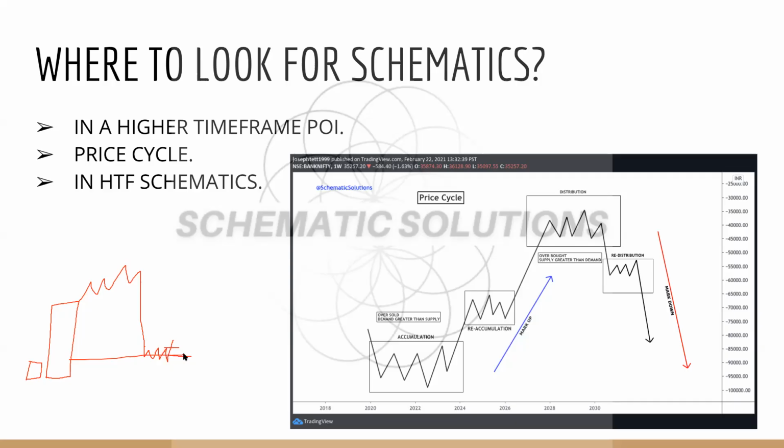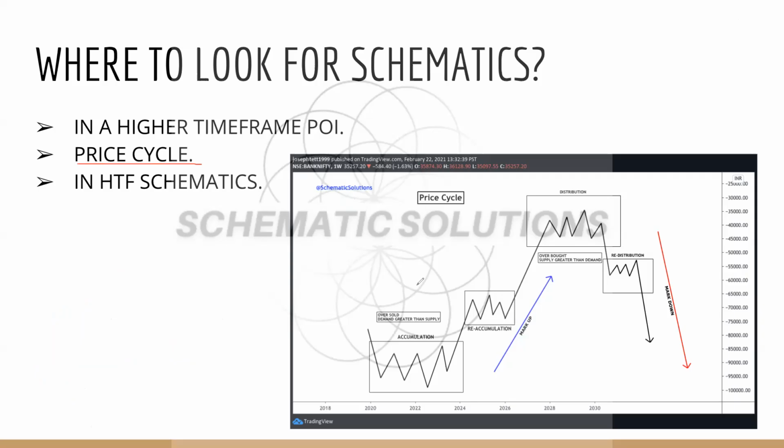We identify the smaller time frame point of interest and catch it from there. So we're always looking for schematics in our higher time frame point of interest. That's first things first. If we're not in a higher time frame point of interest, I'm a little iffy about the schematics. So now number two, we're always looking for schematics, paying attention to the price cycle.